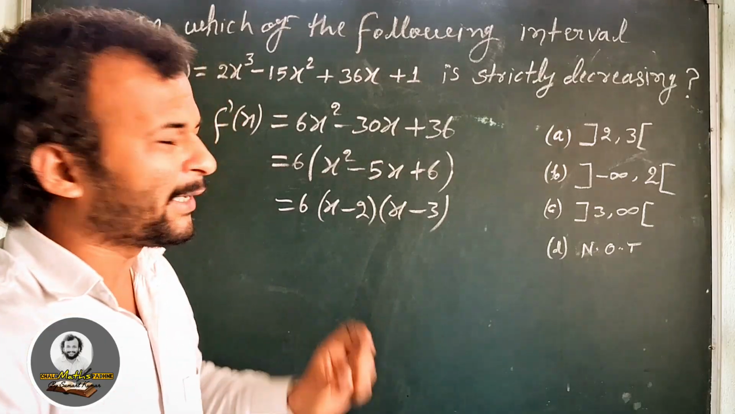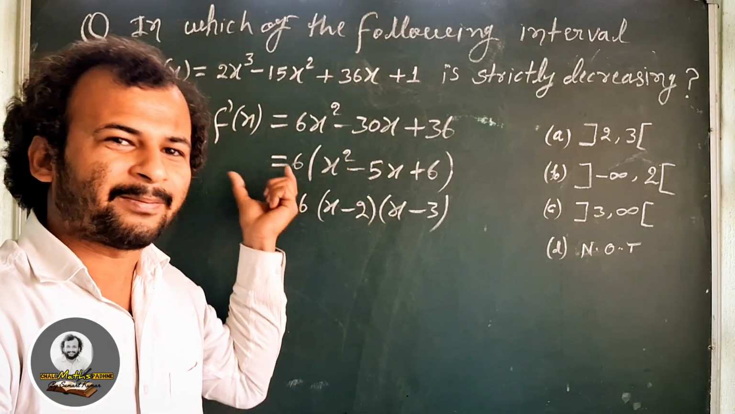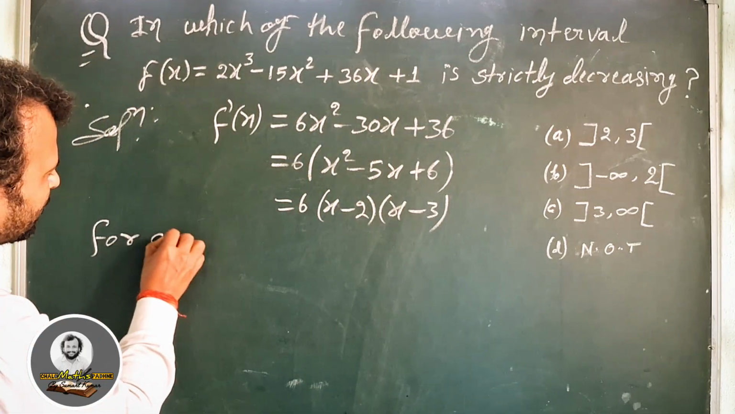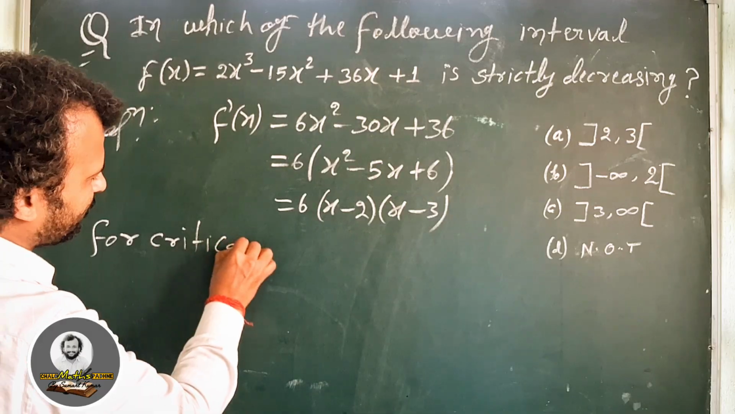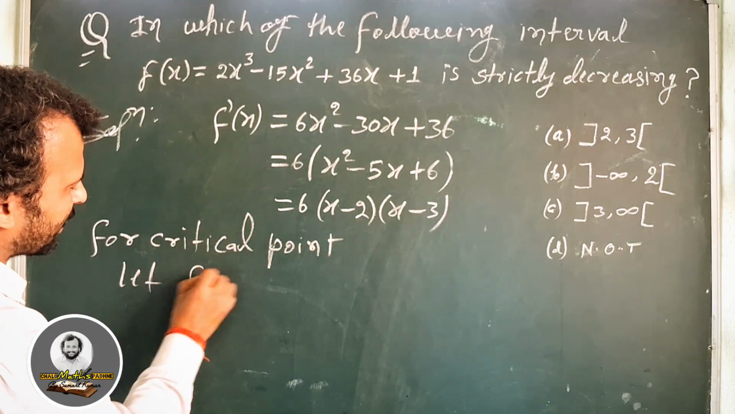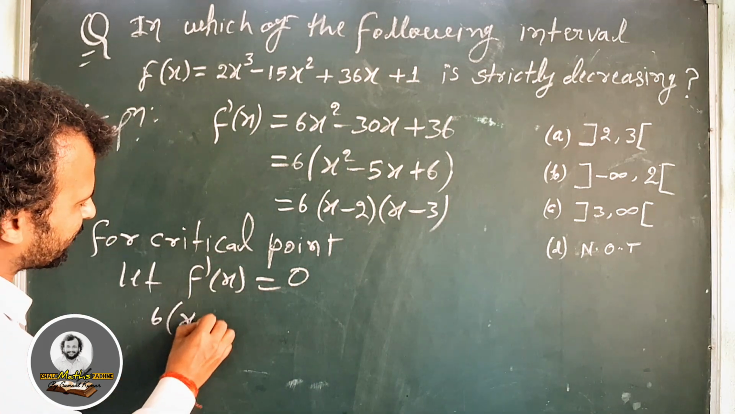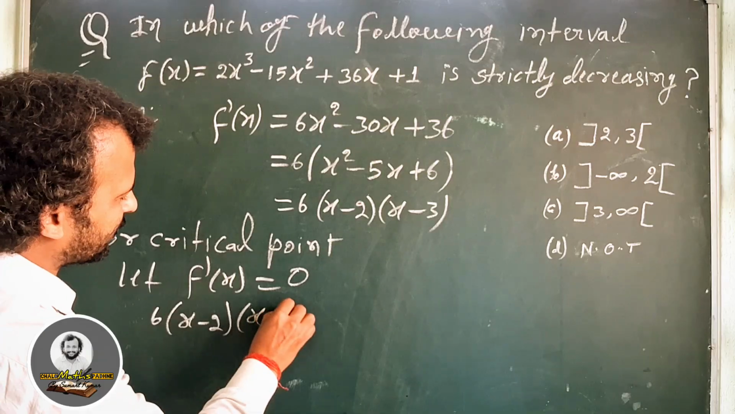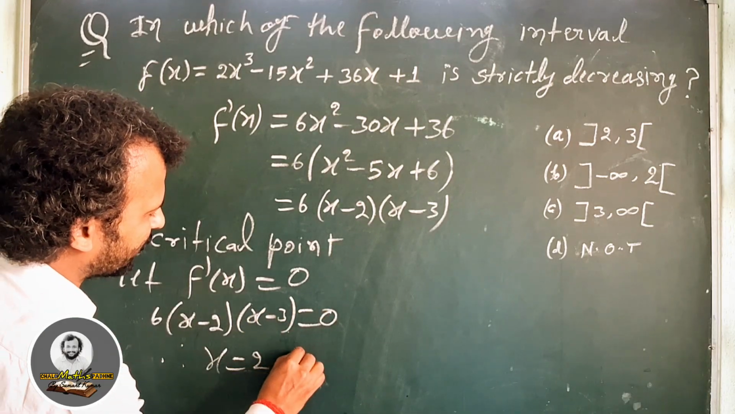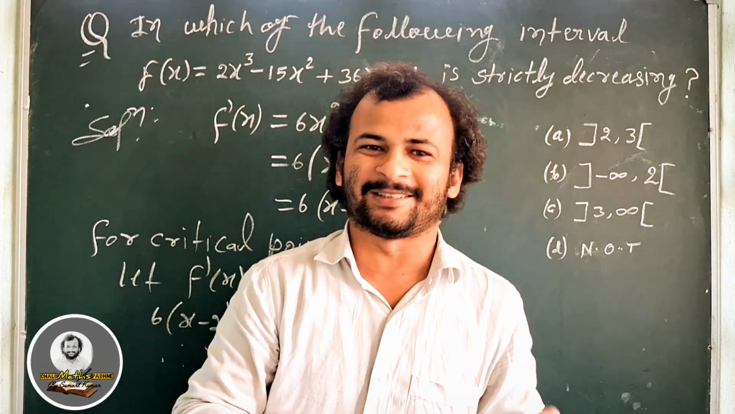Now to find the critical point we equate its derivative f dash x to 0, right? For critical point, let f dash x equals to 0, then what we will get? 6 times (x minus 2) into (x minus 3) equals to 0. Therefore x equals to 2 and x equals to 3. We have two critical points, 2 and 3, right?